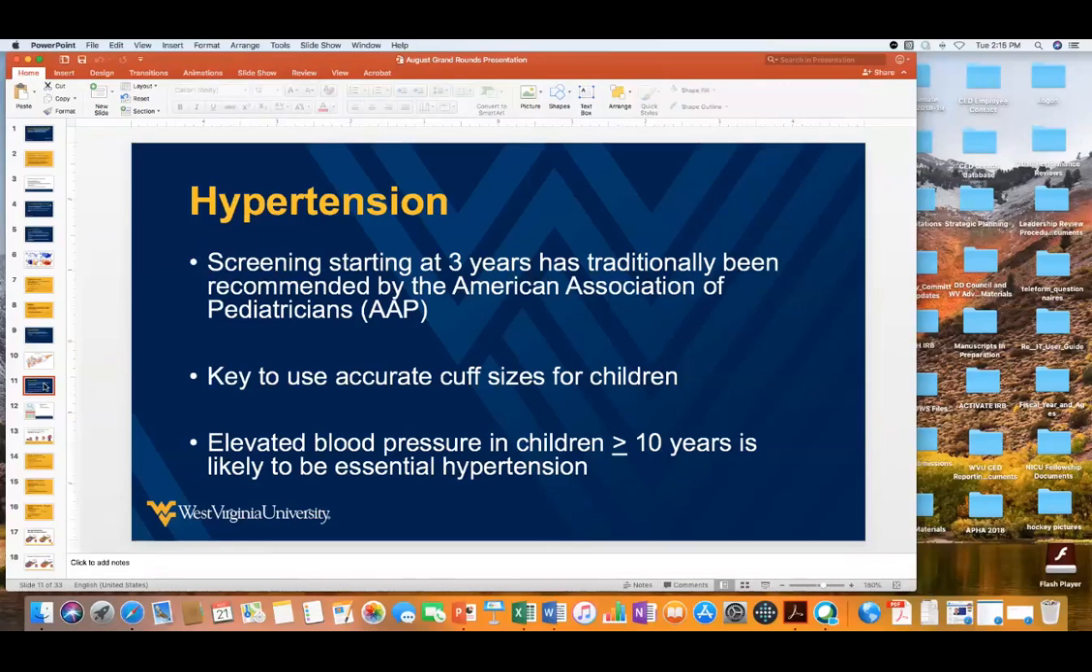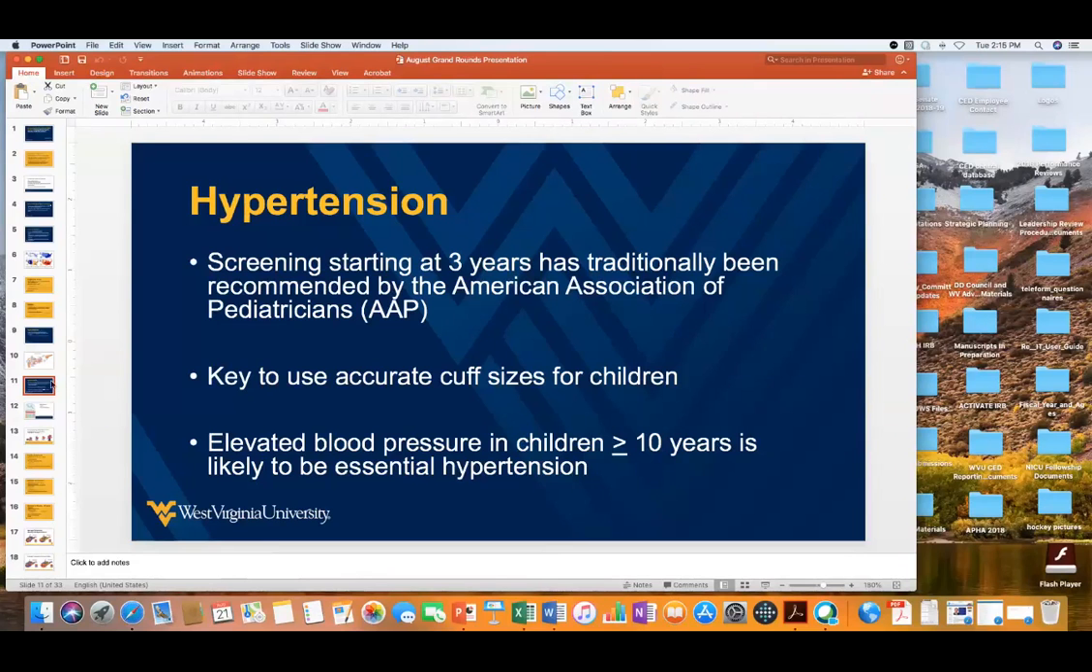So here are some of the recommendations. Screening starting at 3 years has been a recommendation of the AAP, particularly in our local chapter in West Virginia. Part of the issues, or the errors that people make, is they'll use an adult cuff on a child, and you can't get an accurate reading.